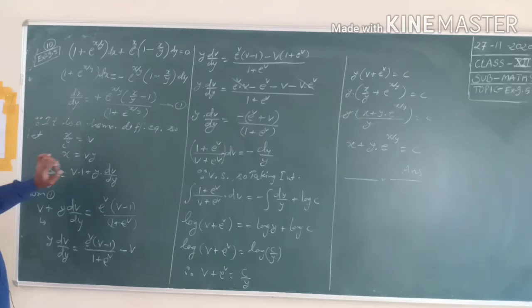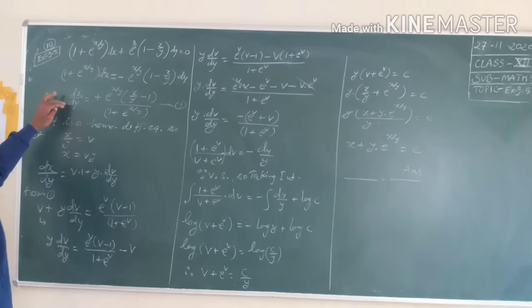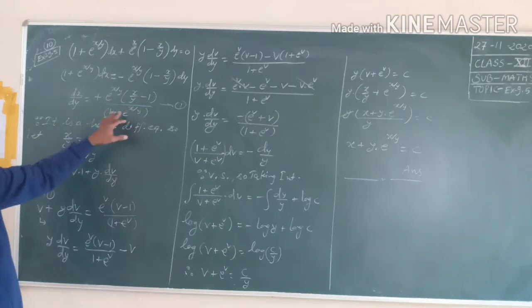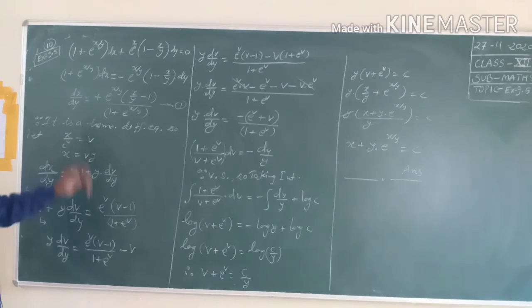So since x is equal to vy, when we differentiate with respect to y, we will get dx upon dy. In this question, dx as it is and dy transfers into the right side, and find the value of dx upon dy. So here dx upon dy is e to the power x upon y into the bracket x upon y minus 1, upon 1 plus e to the power x upon y. Since it is a homogeneous differential equation, x upon y is equal to v, so x is equal to vy, and differentiating with respect to y, dx upon dy is v, first function as it is, differential of second, plus second as it is, differential of first.